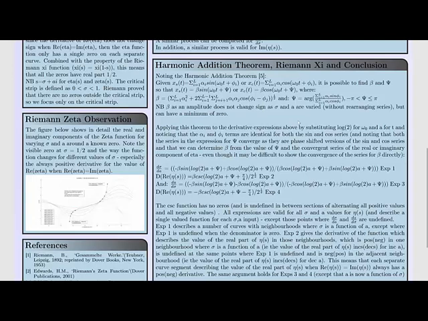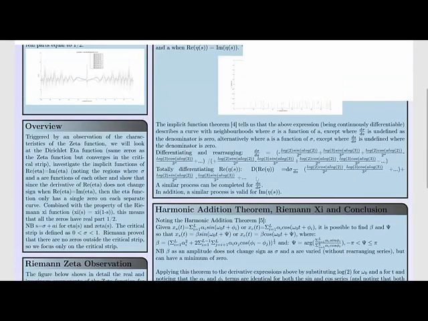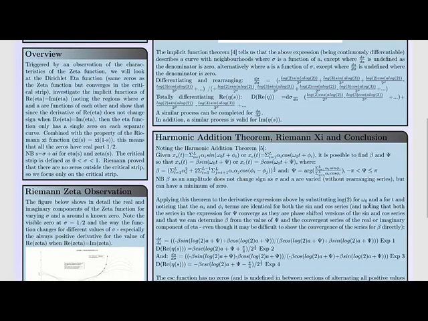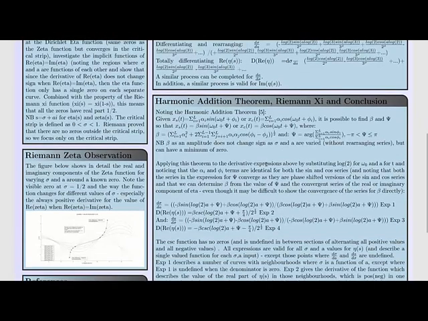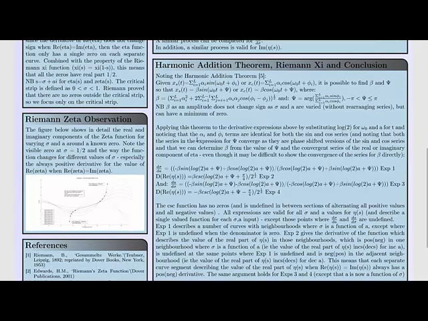It looks likely that it probably won't reach 0, but we don't necessarily need to prove that for the purposes of this paper. If we apply this theorem to the derivative expressions above, substituting log 2 for omega naught, a for t, and noticing that the alpha i and phi i terms are identical for both the sine and cosine series, and noting that both the series in the expression for psi converge as they are phase-shifted versions of the sine and cosine series, we can determine b from the value of psi and the convergent series of the real or imaginary component of eta, even though it may be difficult to show the convergence of the series for beta directly.